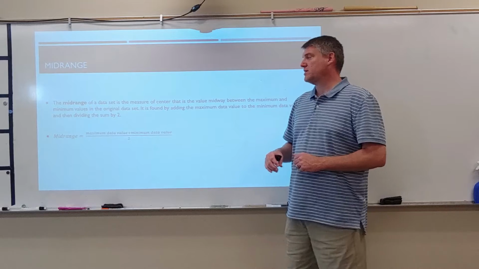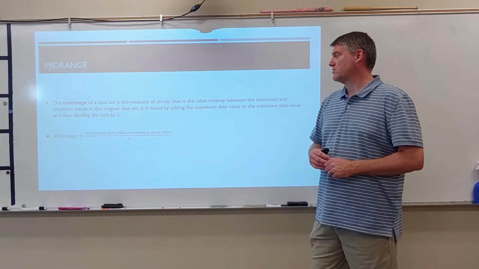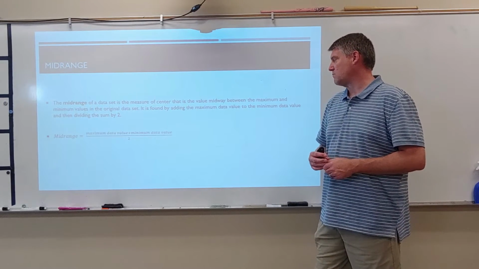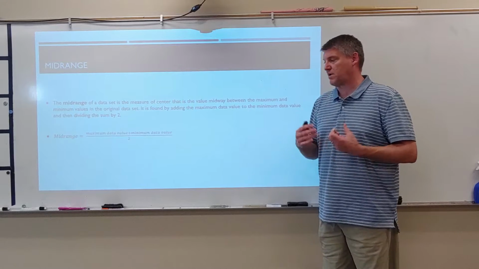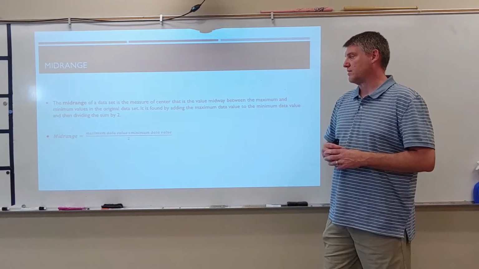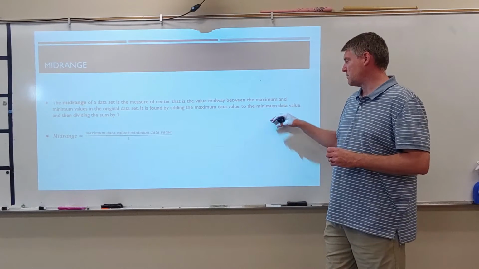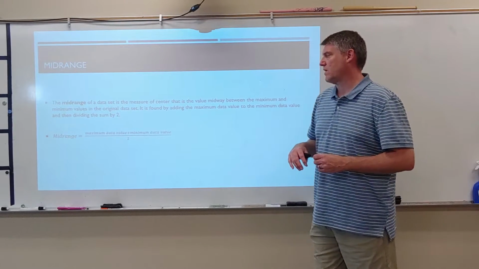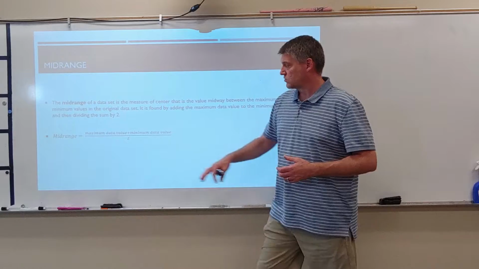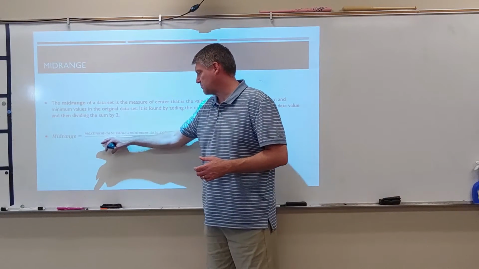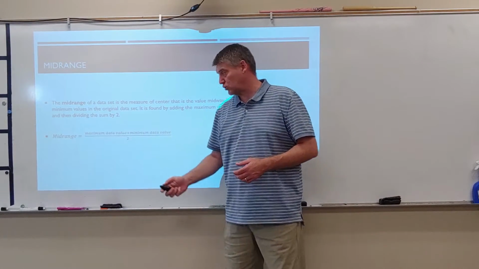Mid-range. The mid-range of a data set is the measure of center, that is the value midway between the maximum and minimum values. In the original data set, it is found by adding the maximum data value to the minimum data value and then dividing the sum by 2. So here's our formula: mid-range equals maximum plus minimum, divided by 2.